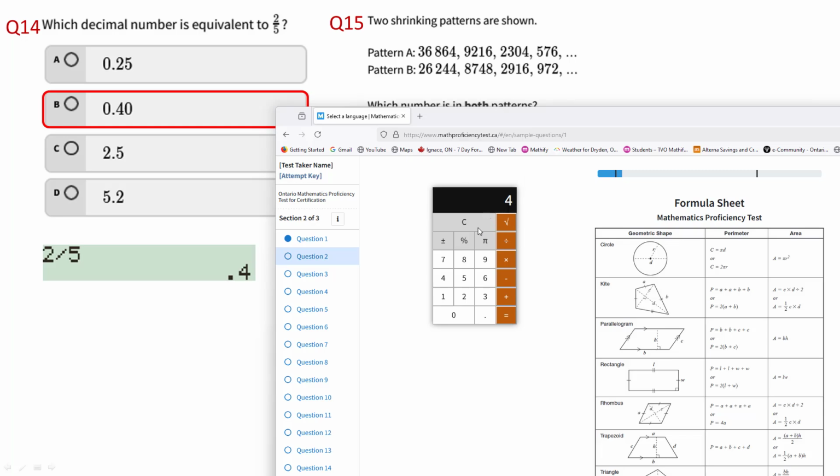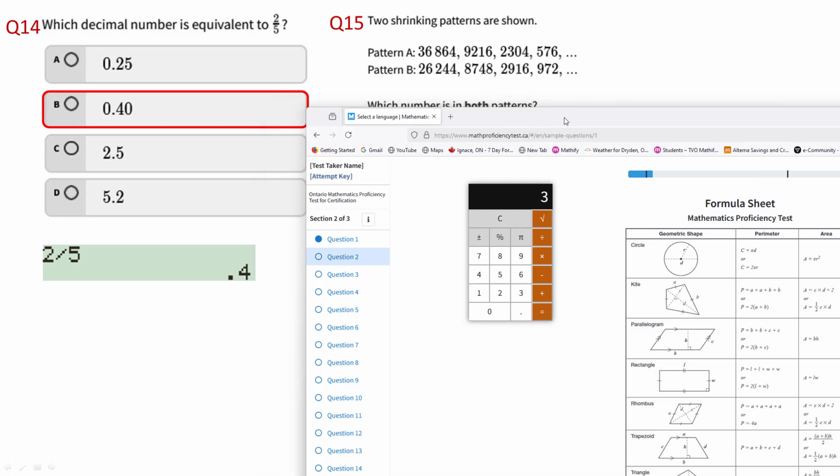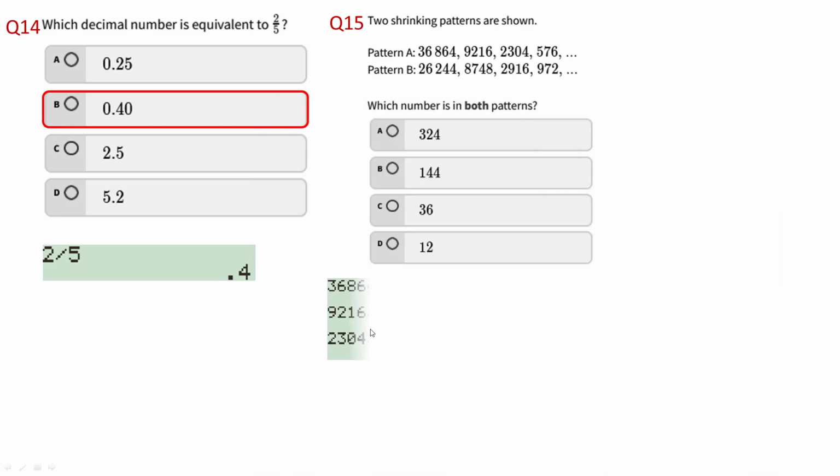That's a good sign. So it's 4. So if I do 9216 divided by 2304. Okay, see, it's 4 again. So you're dividing by 4 there. This one here, 26244 divided by 8748. See, that was actually dividing by 3. And if I divided these, I would get 3 as well. So you have to do something like that. See, that's the division I showed for the first pattern.